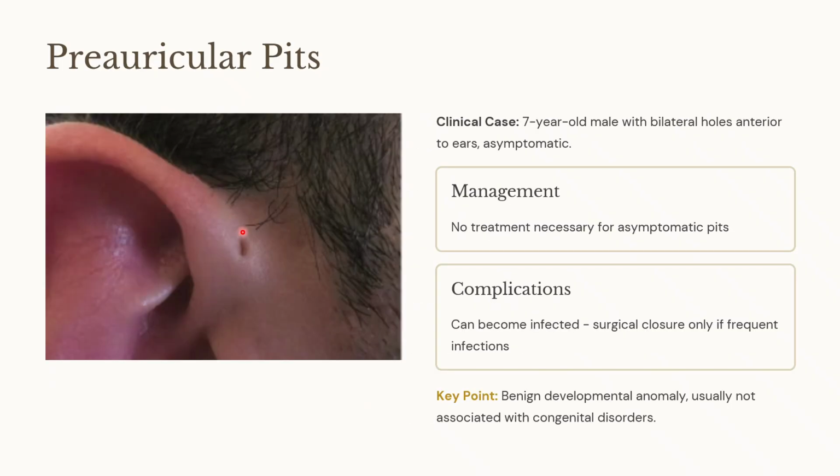What is this? This is a preauricular pit. Here, a 7-year-old male with bilateral holes anterior to the ears are seen, and they are asymptomatic. What is the treatment? For preauricular pit, there is no treatment necessary for asymptomatic. But if it becomes infected, then surgical closure is indicated.